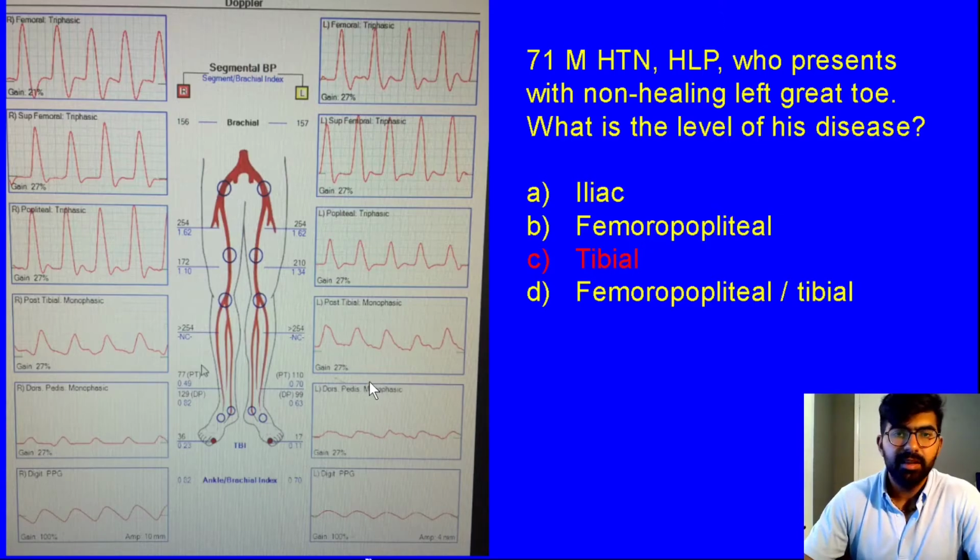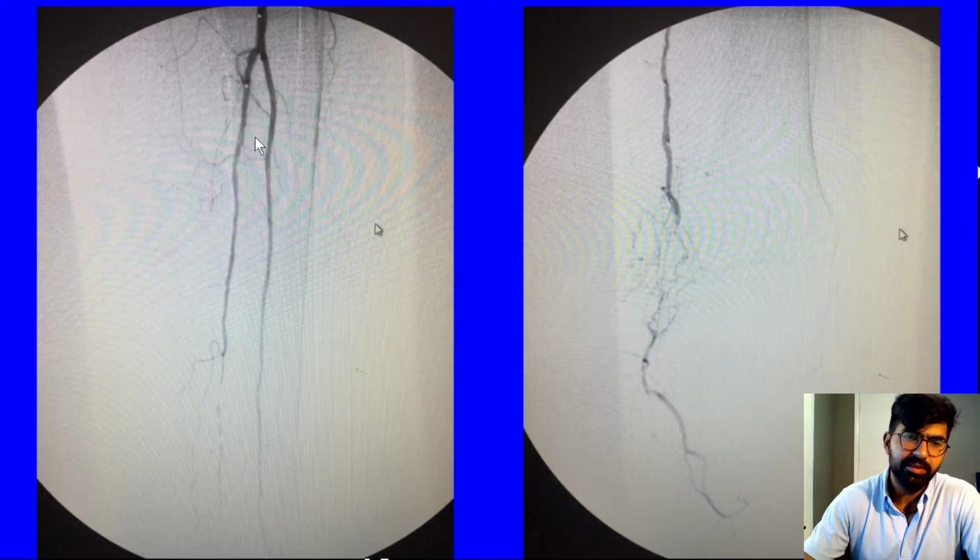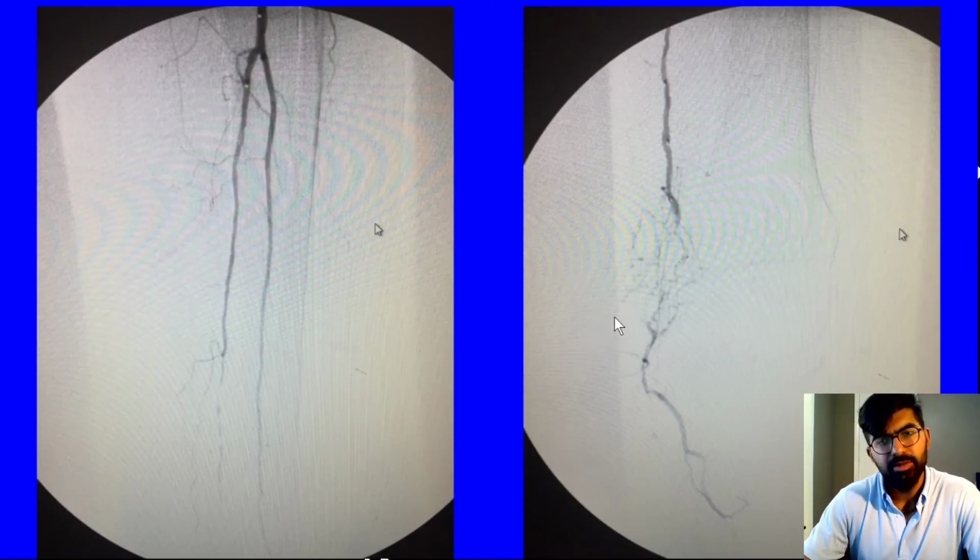Okay? And to prove it to you on this gentleman, you look at the angiogram, you see the popliteal artery, you see the peroneal, you see the PT on the left leg, and as you go down, you do see that the posterior tibial artery really is occluded pretty significantly at the level of the ankle.